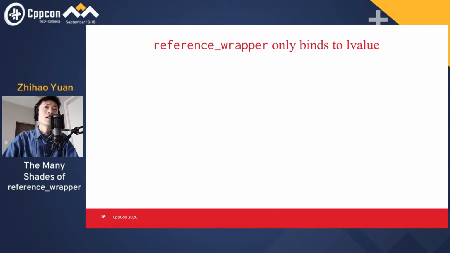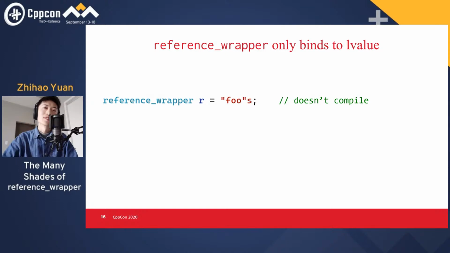Next bullet, reference_wrapper only binds to lvalues. So if you recall what the user-defined literal operator s does, it creates a temporary object of std::string, which is a PR value. Because reference_wrapper only binds to lvalues, this doesn't compile. The language rvalue reference doesn't compile in this case either.